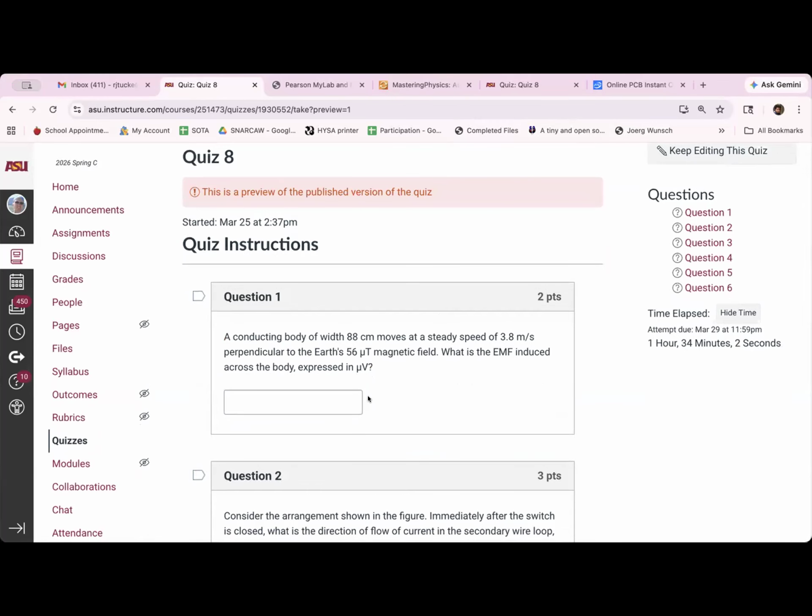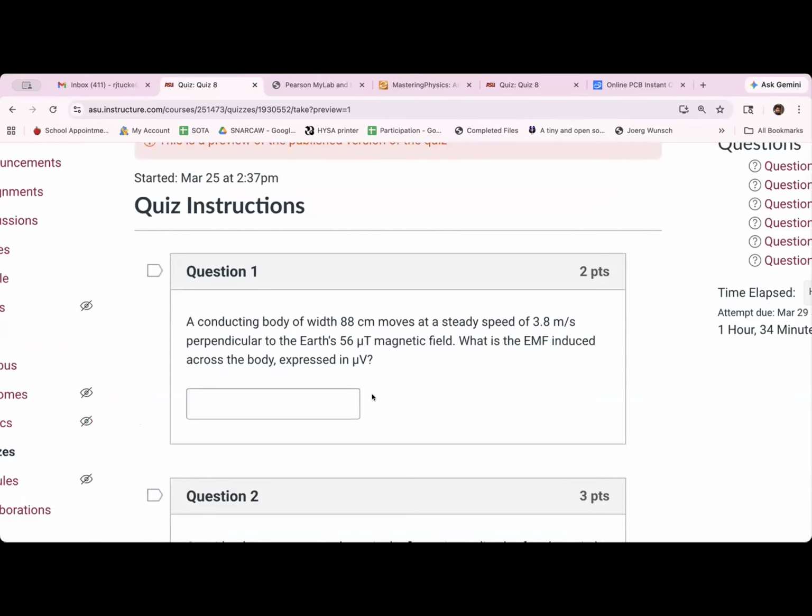Google question uno. If I give you the width, the speed, and the magnitude of field, what is the motional EMF equation? How would you do motional EMF if I've just got 3 pieces, B, L, and V?